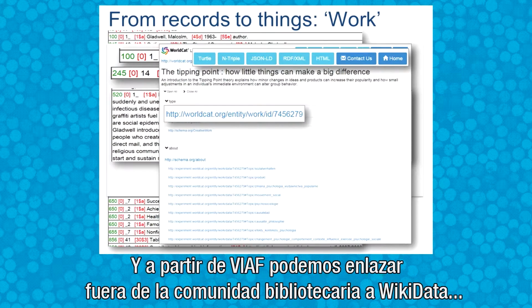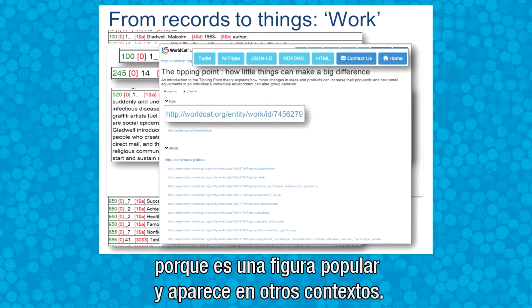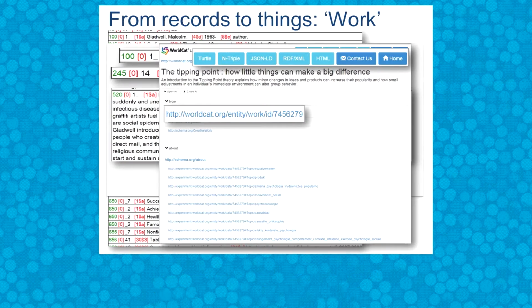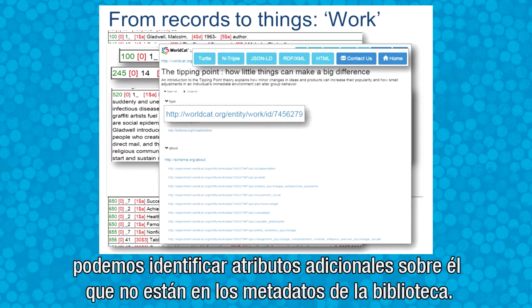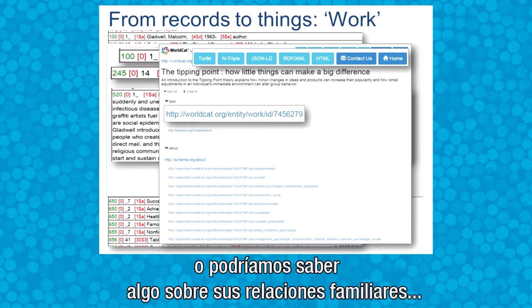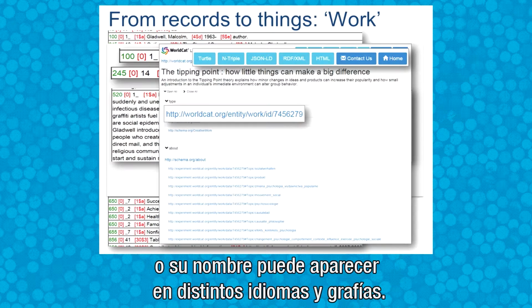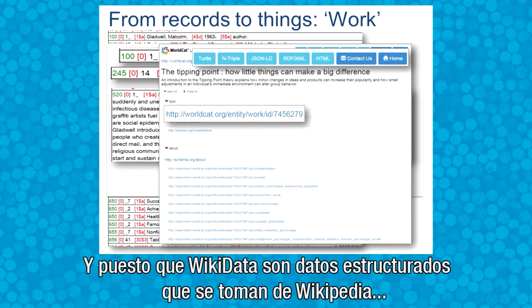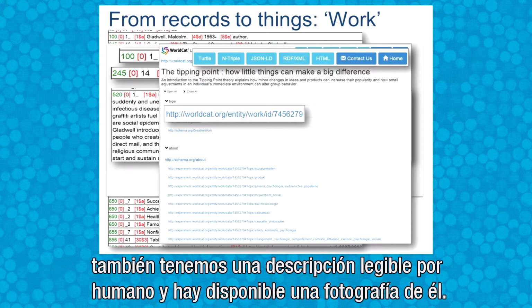And from VIAF, we can link outside the library community to Wikidata, because he's a popular figure who appears in other contexts. And here, through this simple link, we can identify additional attributes about him that are not in the library metadata. So we know what his gender is, for example, and we might know some things about his family relationships. Or there may be languages and typescripts that are represented in one but not the other. And since Wikidata is structured data that is produced from Wikipedia, we also have a human readable description and a photograph that's available from him.